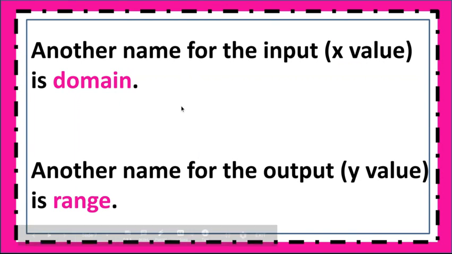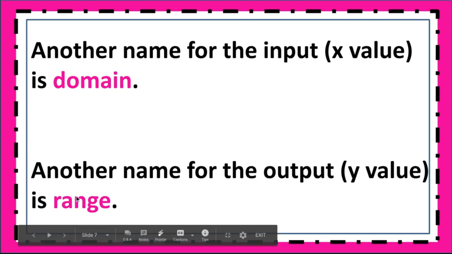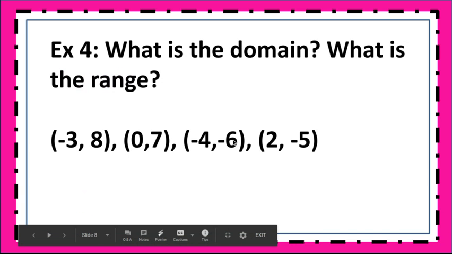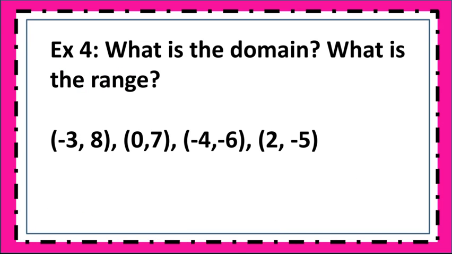So another name for the input or your x value is domain. Another name for the output or your y value is range. Input, x value, domain, all synonyms. You could use any one at any time. Output, y value, range, again, synonyms. Use any one at any time.